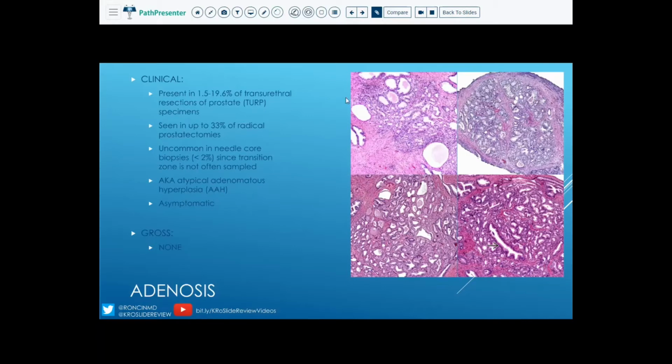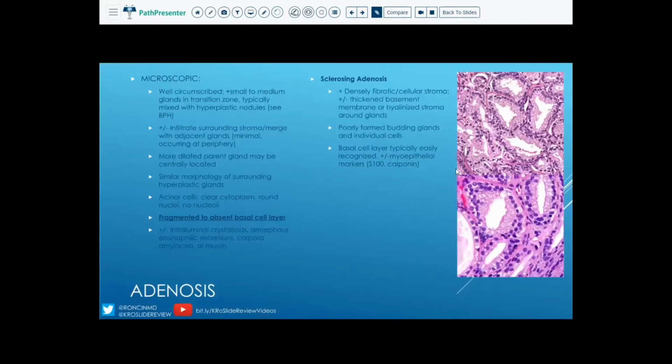So these are more likely to be the parent glands that are being compressed and then dilating by all this proliferation of glandular epithelium. But they should look very similar to your surrounding glands, and your acinar cells will have relatively clear cytoplasm. I know these are showing more eosinophilic cytoplasm, and you shouldn't really see nucleoli.